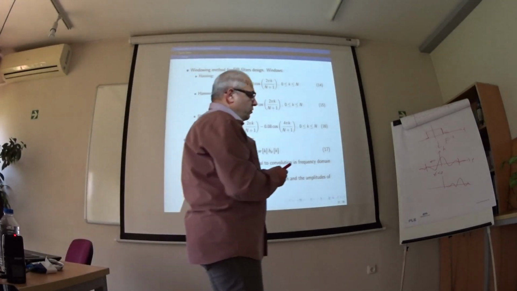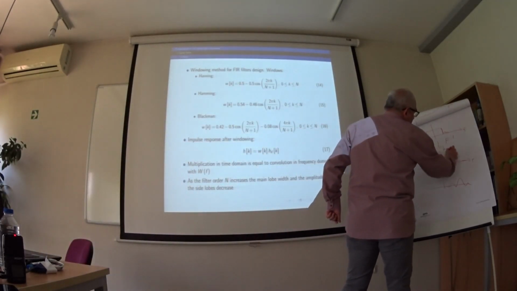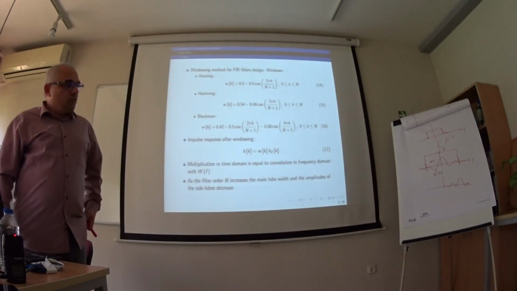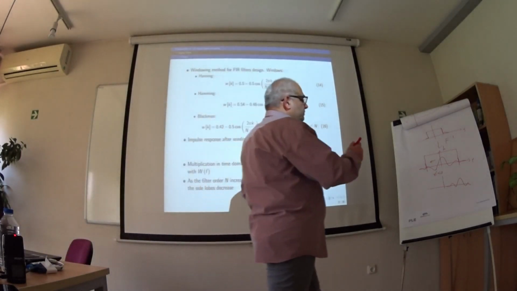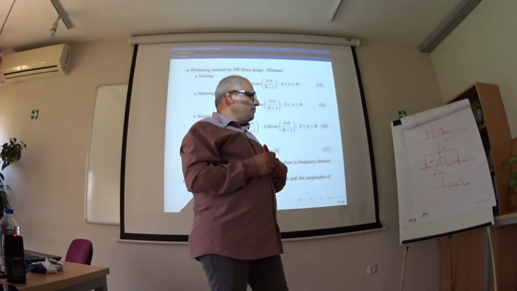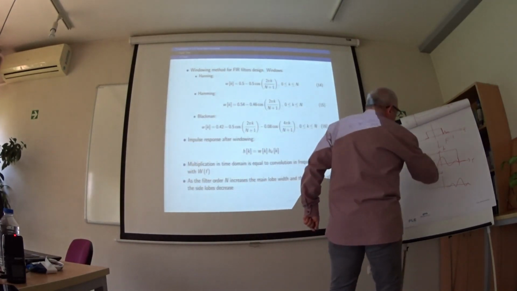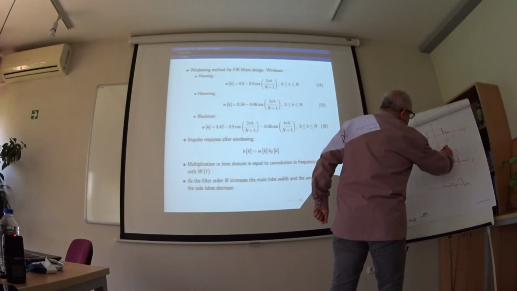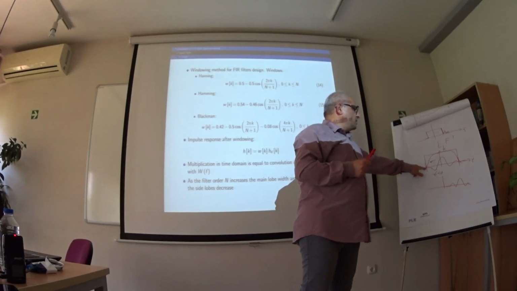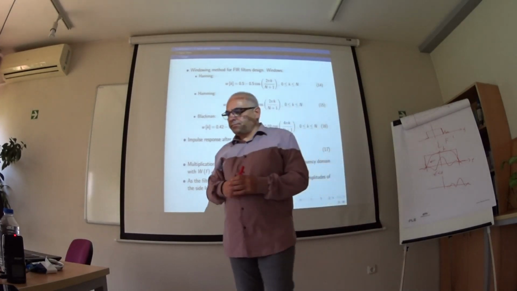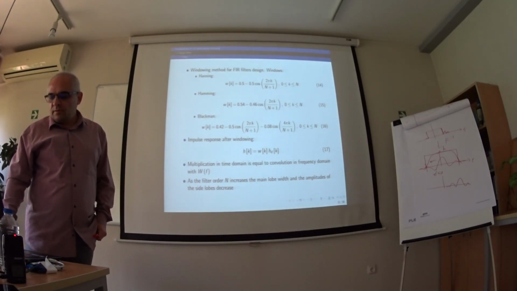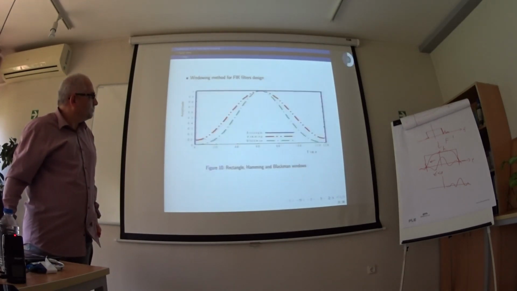This type of truncation with rectangular window doesn't give very good results because we have ripples here. We want something different to window the impulse response, something like this, to minimize the effects of such discontinuities here. Many types of windows, Hamming, Blackman, you have the formula here.